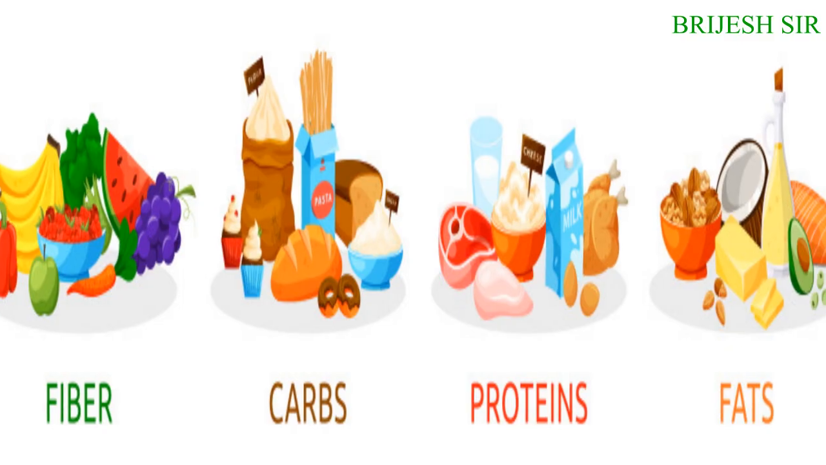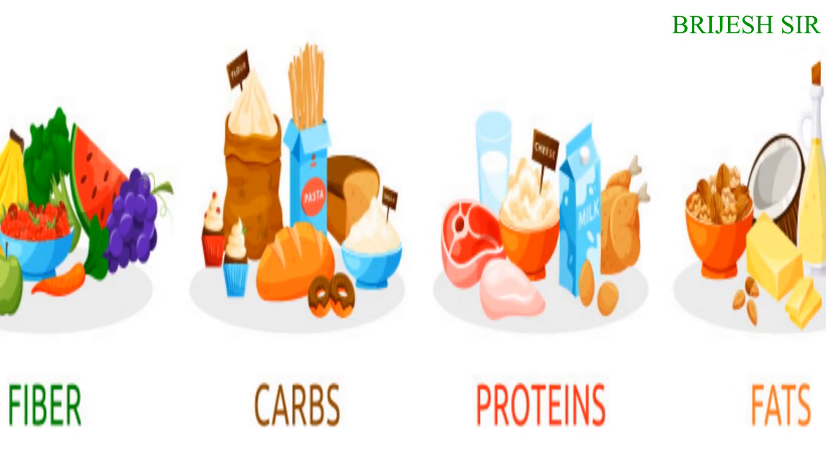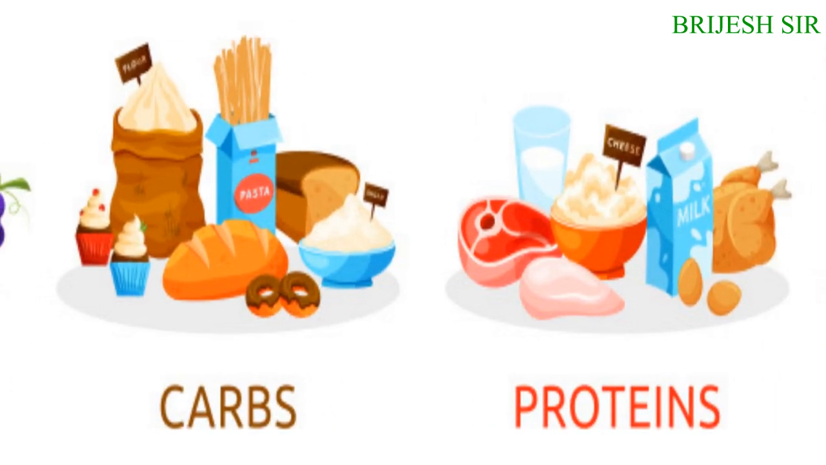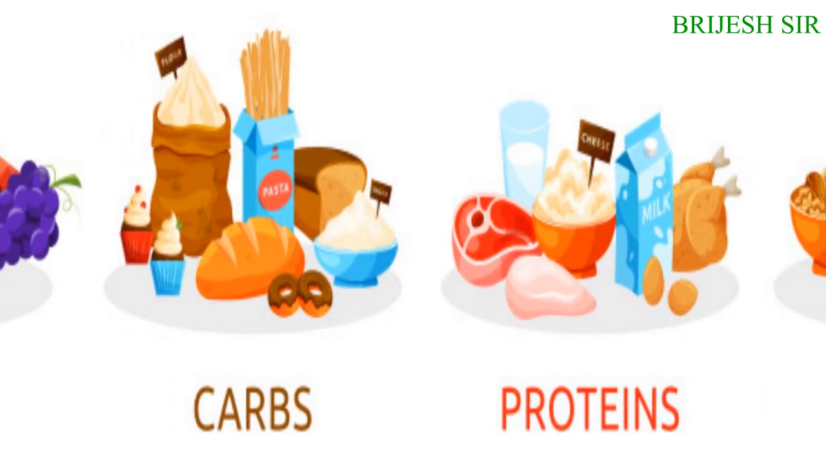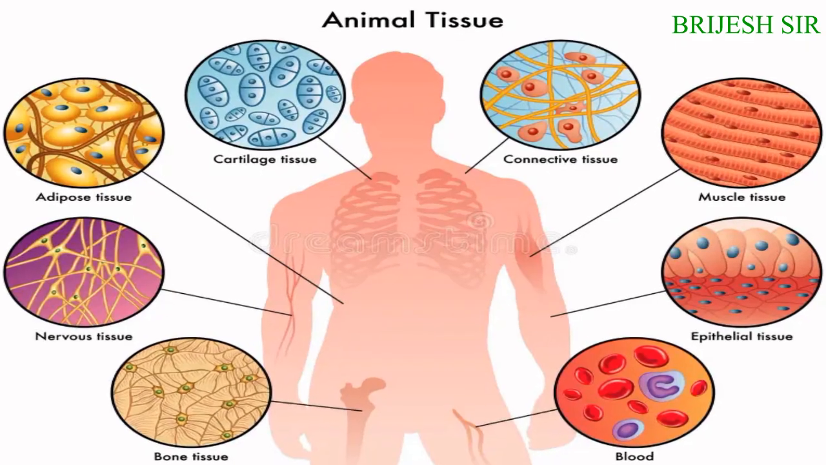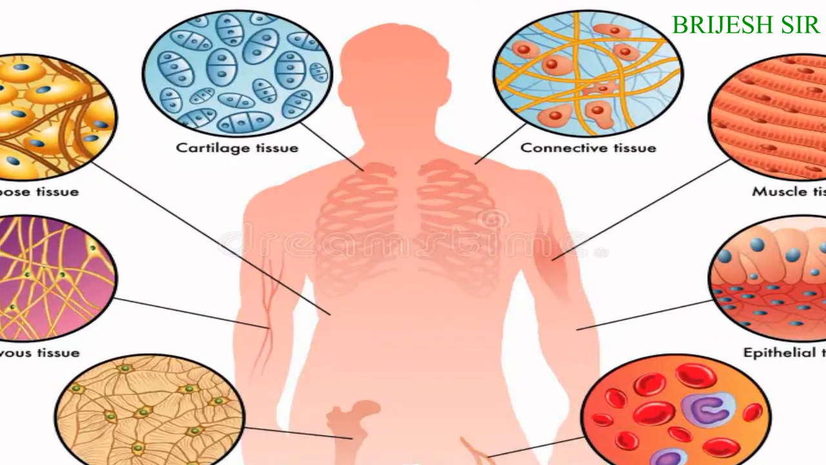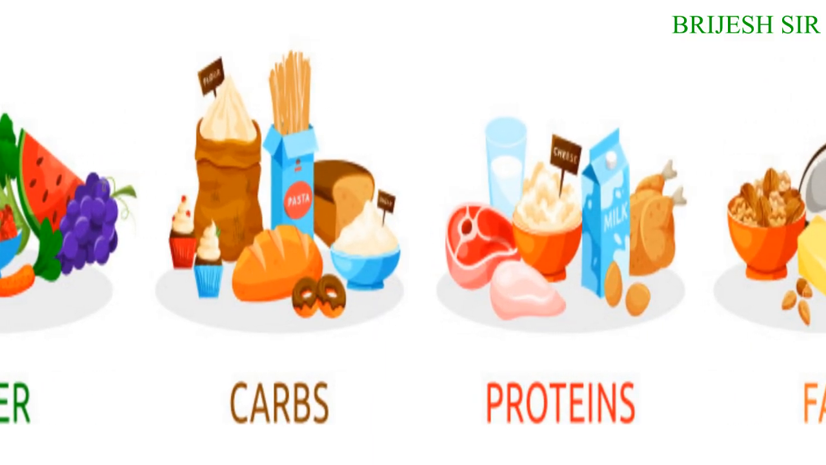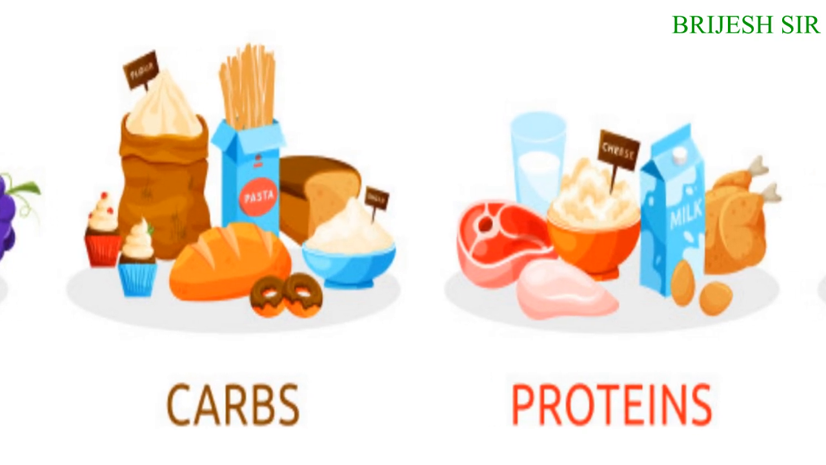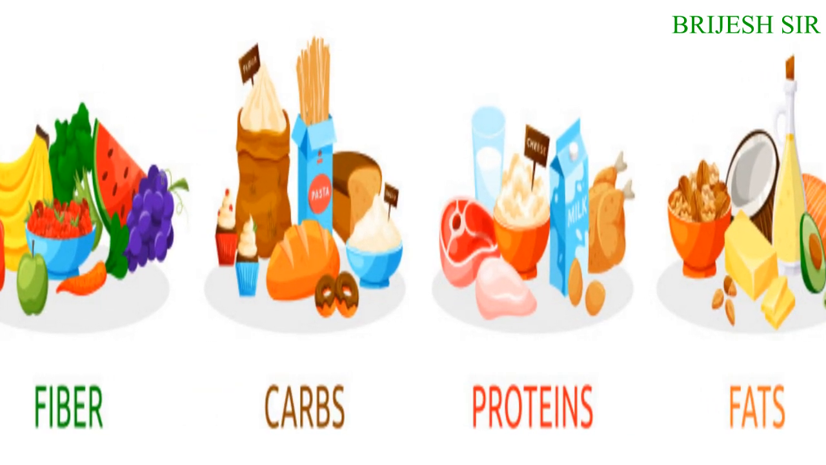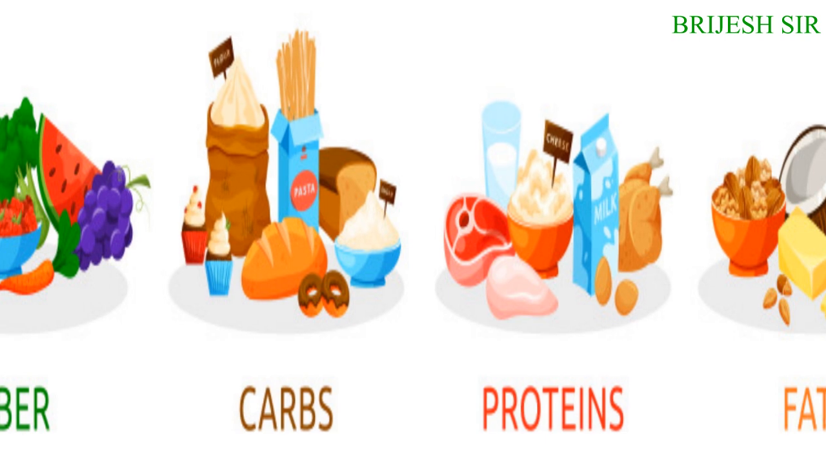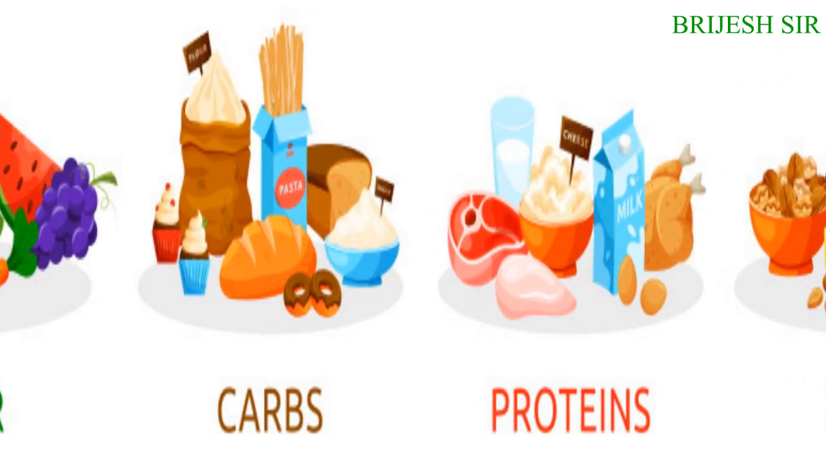What are nutrients? Nutrients are different components of food that have specific functions such as providing energy, building body tissue, maintaining bodily functions, regulating metabolism. Examples of nutrients are proteins, minerals, vitamins, carbohydrates, fats, etc.